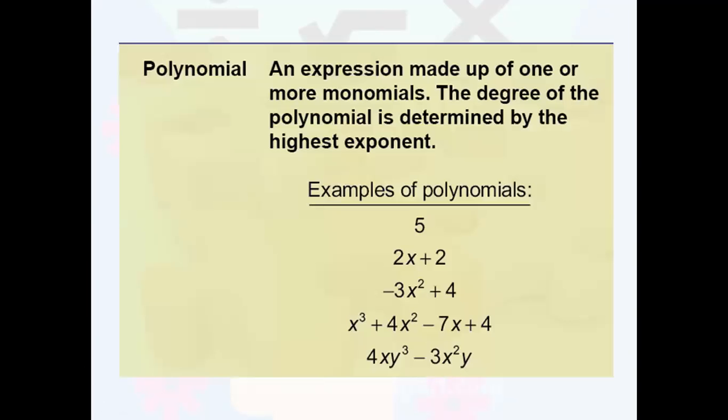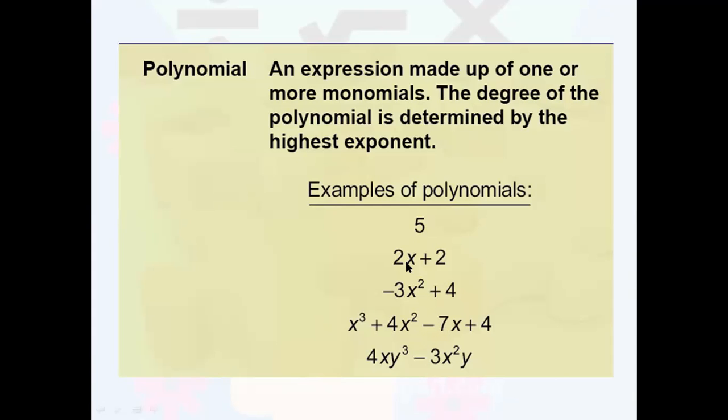Moving on, let's learn what a polynomial is. Monomial means one. Now polynomial, poly means many. So a polynomial is an expression made up of one or more monomials. For example, like this, it can be made using a plus sign or a minus sign. Each of these we call terms.